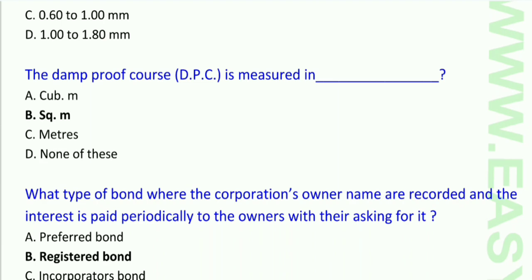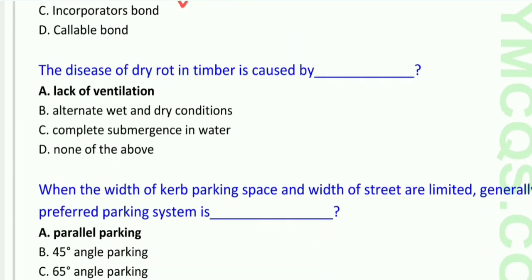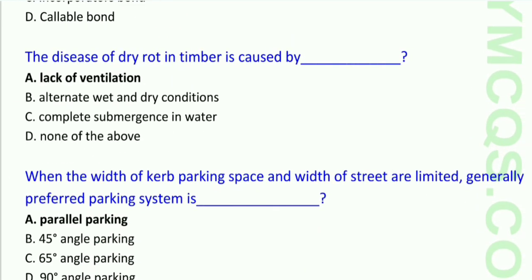DPC is measured in square meter. What type of bond is it where the corporation's owner name is recorded and the interest is paid periodically to the owner on asking for it? Registered bond. Next, the disease of dry rot in timber is caused by lack of ventilation.